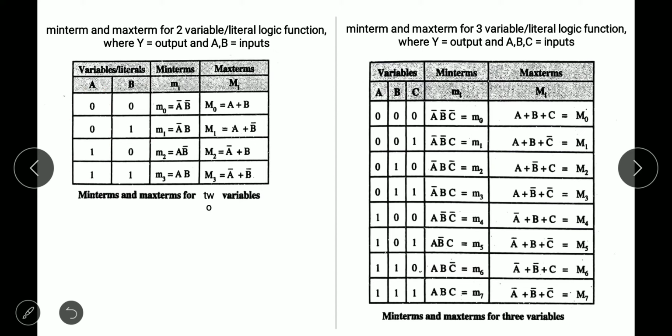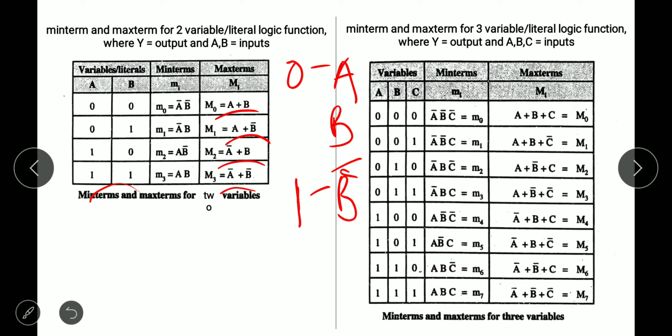Okay, then how can we write the max term from the table? The max term is represented by capital M. In a max term, 0 represents the variable, that is A, B and C, not bar over here, and 1 represents the bar over here. Okay, that is reverse. So 0 0 is nothing but what? A plus B. Then 0 1 is what? A plus B bar. Then 1 0 is what? A bar plus B, and 1 1 is what? A bar plus B bar. This is nothing but the max term.